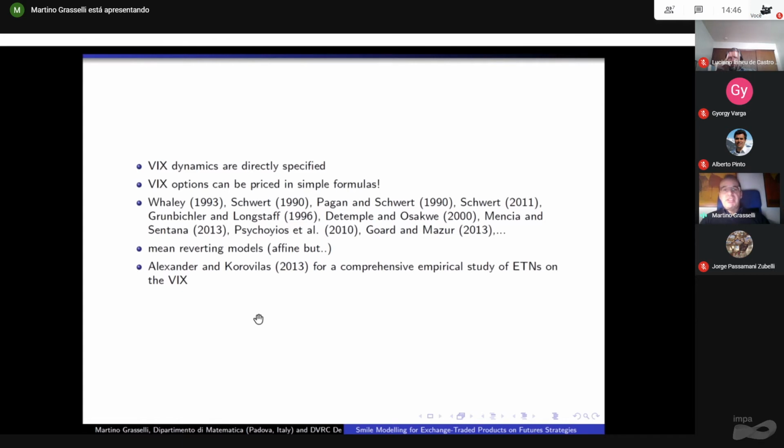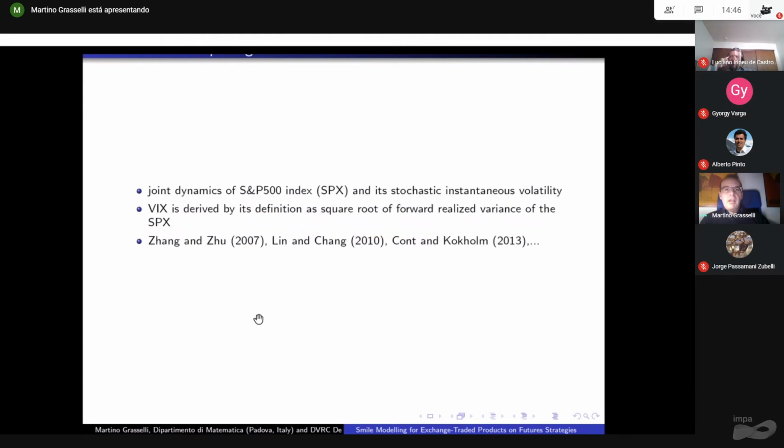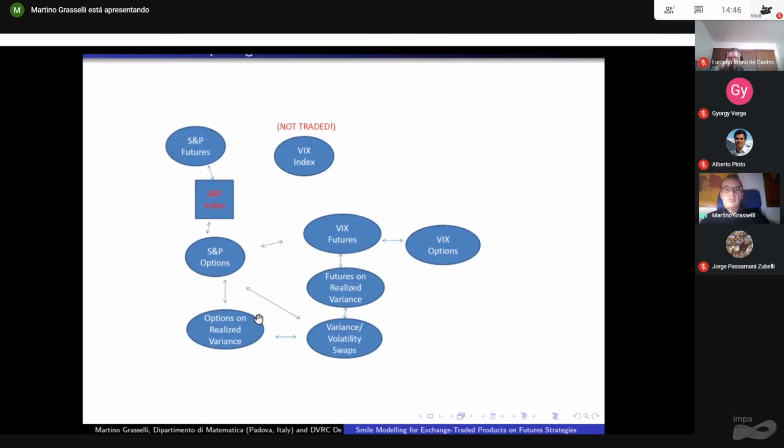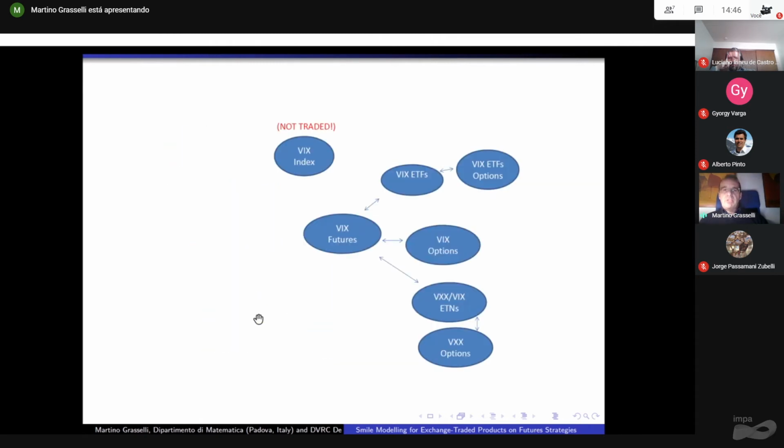Not so much literature involving VX6, a lot of literature on the standalone approach on the VIX market. And as well, for the joint approach involving S&P and VIX, there is a huge list of papers dealing with that. Okay, so we now deal with the problem of considering VIX together with VX6 market here.